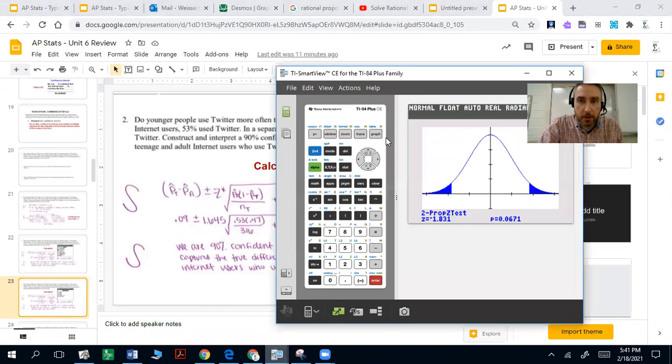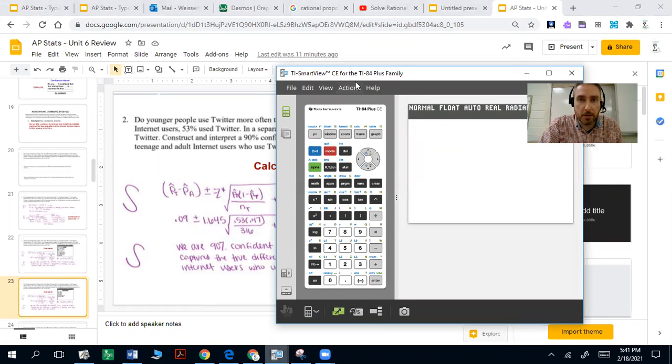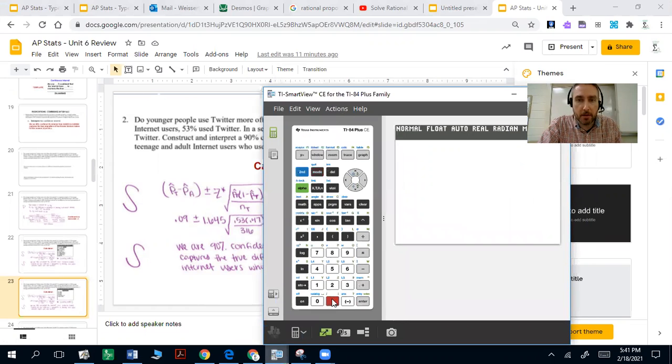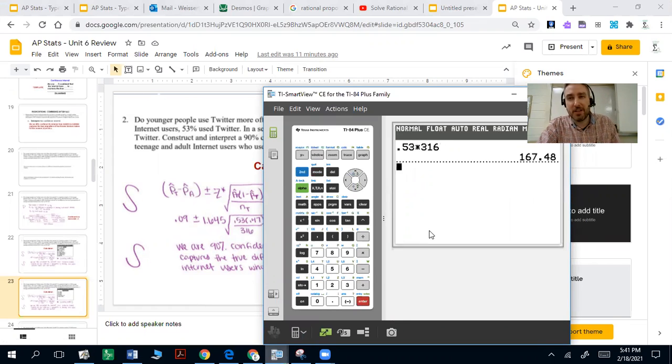Sorry about that. So if you look at my calculator, if you multiply 53% by 316, you actually have 167.48. We can't do anything with the decimal, so we have to round that to the nearest number. So I just said 167, and then if you do the complement of that, 0.47 times 316, you get 148.52 or 149.